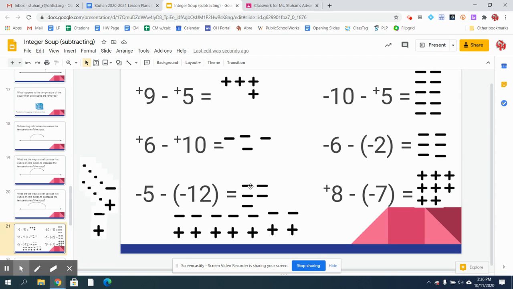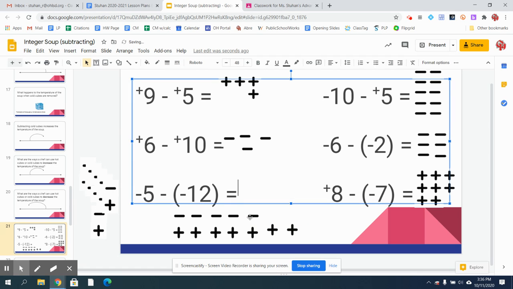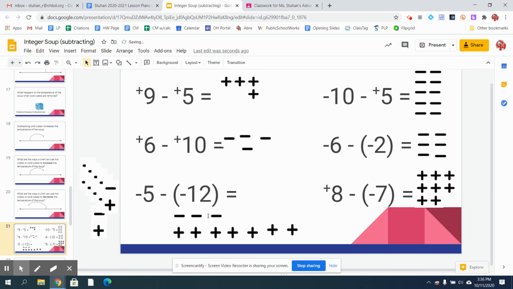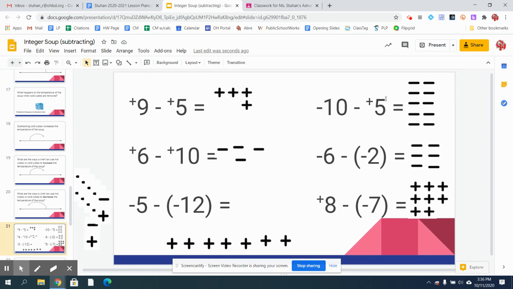So let's go ahead and subtract those cold cubes or those negatives so we see what we have left. 1, 2, 3, 4, 5, 6, 7, 8, 9, 10, 11, 12. So we subtracted our 12 cold cubes and we are left with 7 positives. So this is 1, 2, 3, 4, 5, 6, 7. So positive 7.